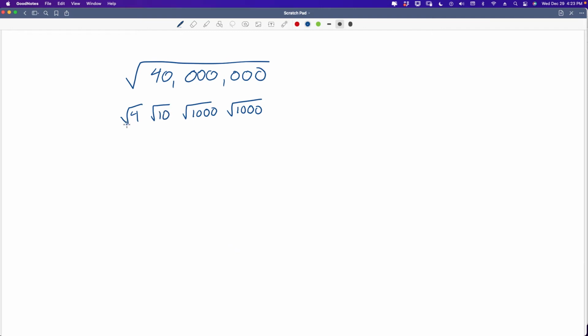Right. So we know that the square root of 4 is 2. And we know that the square root of a number times the square root of the same number is that number, as a coefficient. So 2 times 1,000. And then all we have left is the square root of 10. So our answer is going to be 2,000 times the square root of 10.